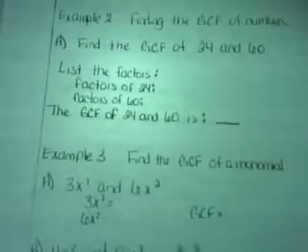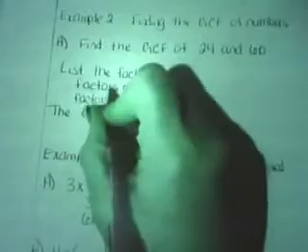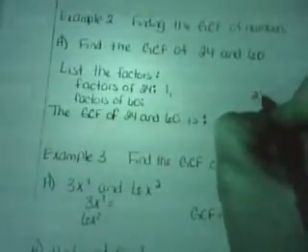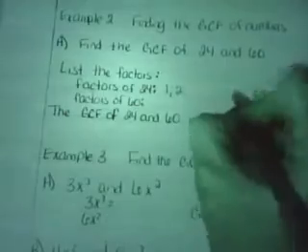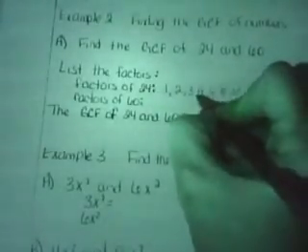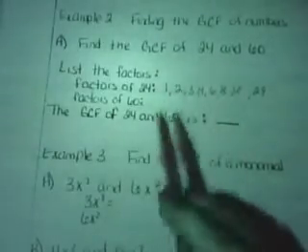Let's find the greatest common factor of 24 and 60. I need to list my factors of 24. I'm going to have 1 and 24. Will 2 go in? Yes. 2 and 12. How about 3? Yeah. 3 and 8. 4, 4 and 6. Those are your factors of 24.